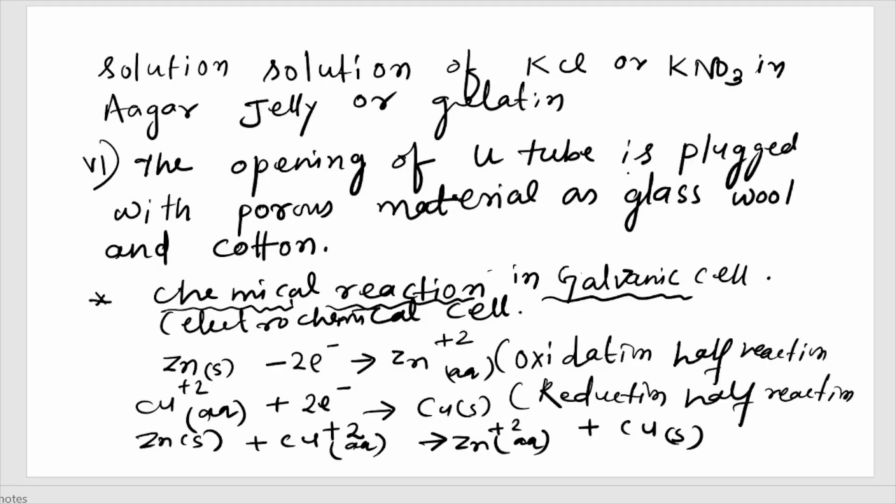Glass wool or cotton you can put over the opening. It is plugged with porous material, that is, the opening is closed with the help of glass wool or cotton.